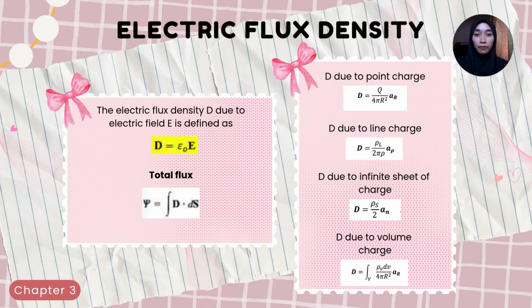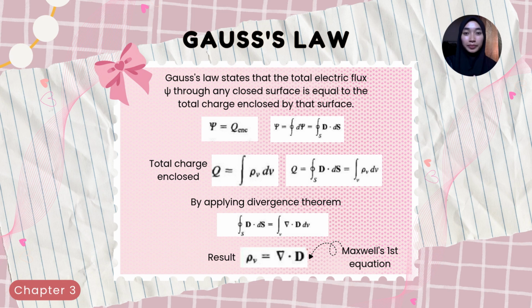Moving on to electric flux density, which we write as D. It is defined simply as D equal epsilon naught E. The total electric flux is the integral of D over a surface area. On the right side of the slide, you can see how we adapt the formula to find the flux density for different shapes, including a single point charge, a line charge, an infinite sheet, or a volume charge.